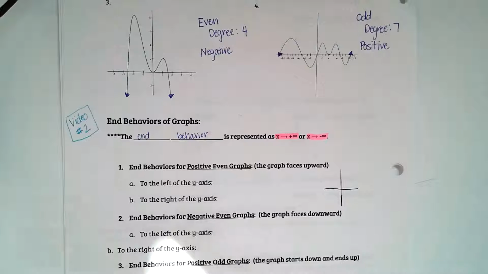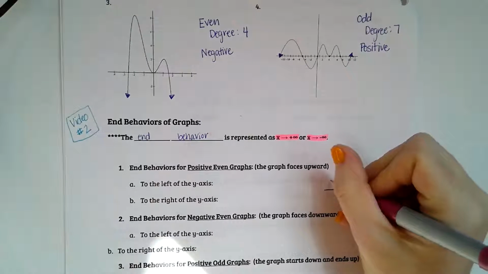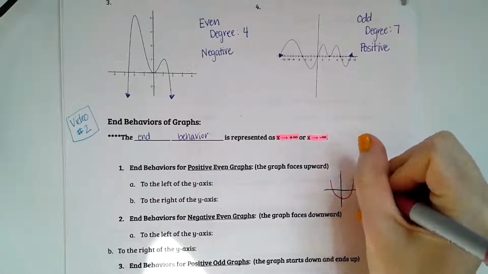of the ends are going in the same direction. So they're both going up or they're both going down. And if it's positive, that means that they're both going up. So it would have to look something like this.